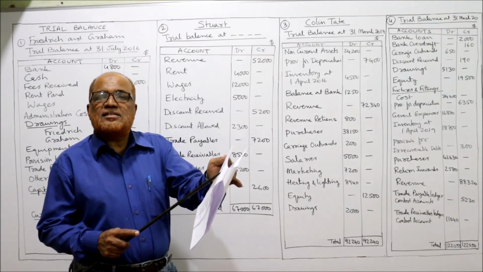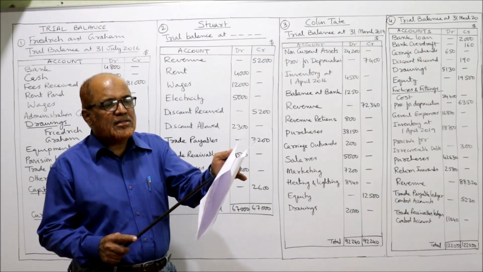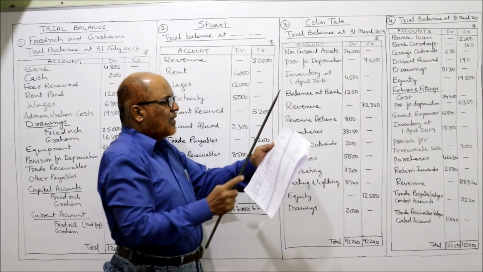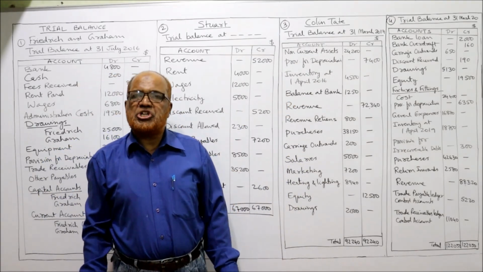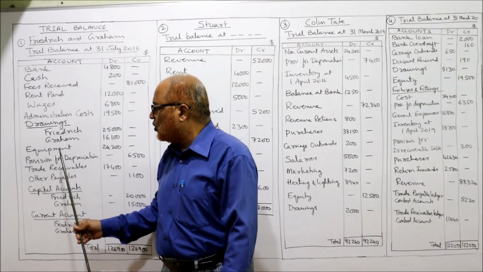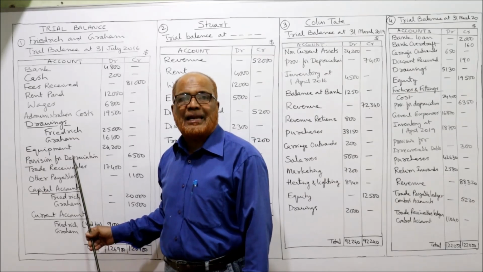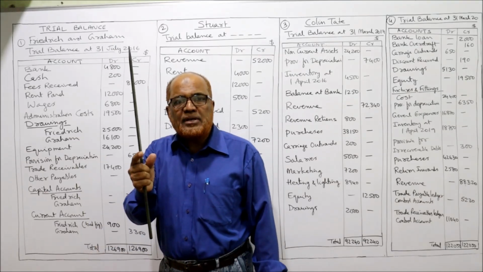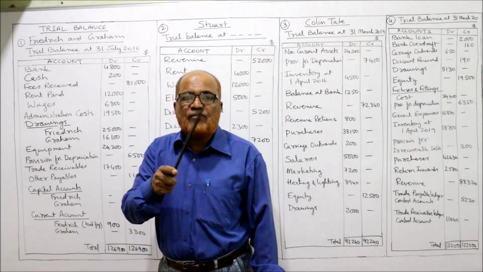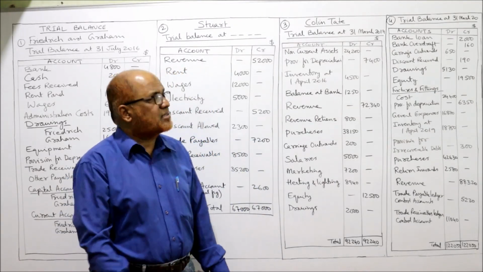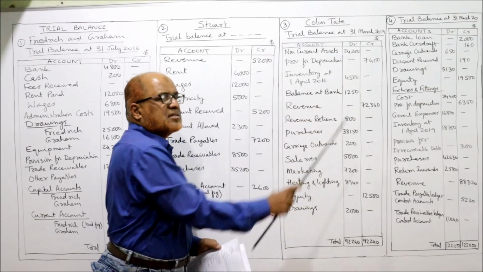Non-current asset, it's an asset. So it is a debit balance. So 24,200 debit balance. Then provision for depreciation. In the previous problem also I told you provision for depreciation will show credit balance. Only depreciation, debit balance. Provision for depreciation, credit balance. So provision for depreciation, credit side.